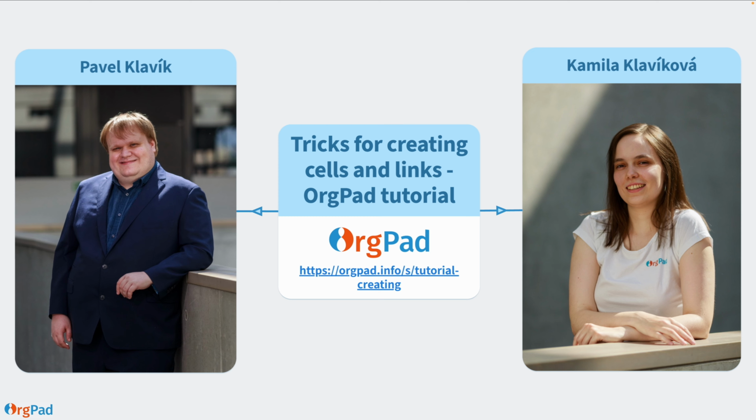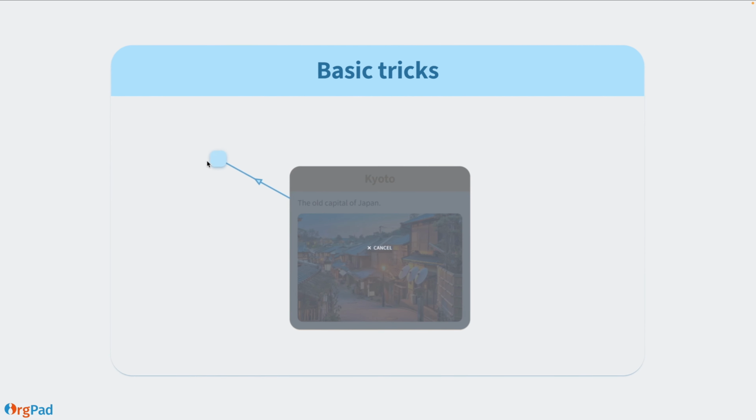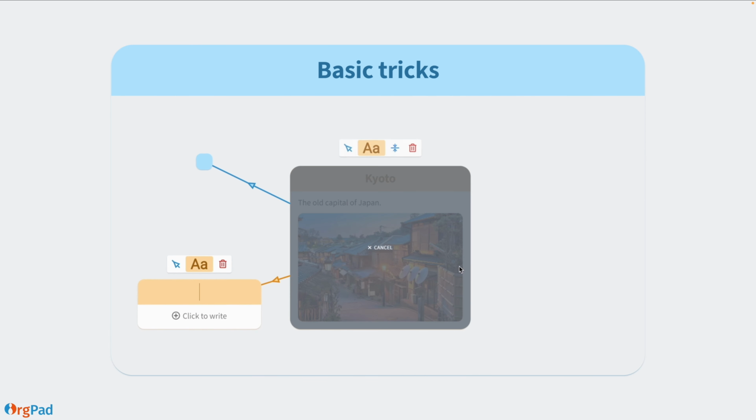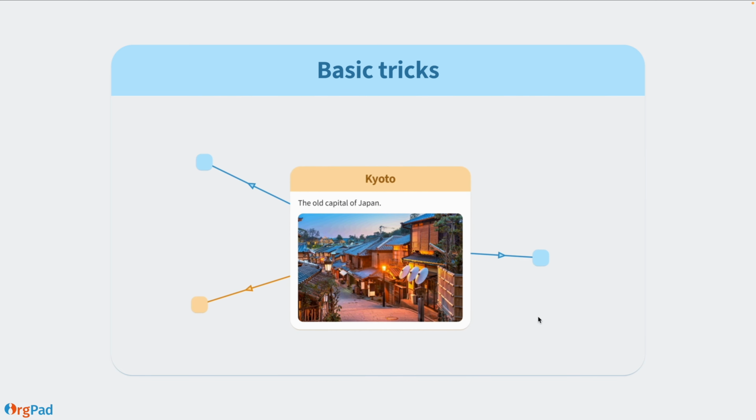So we will present a lot of different ways how things can be done, and it is up to you to choose which one you prefer and which one will become your favorite. First, we will explain in detail how the button for creating connections works. Also, we will show you some basic tricks for creating connections, like that you can drag from one cell to another while holding Ctrl or Command on Mac and the link will be created.